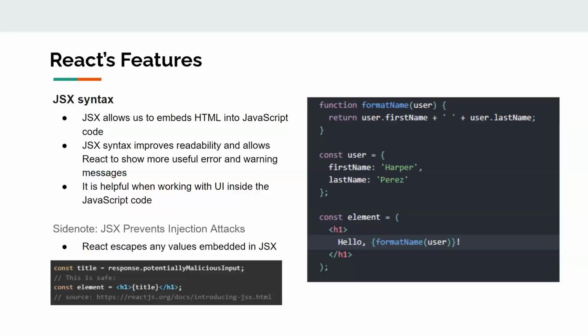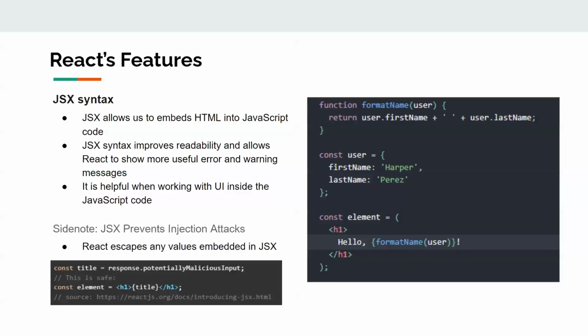The next feature I want to talk about is JSX syntax. JSX allows us to embed HTML code into JavaScript code. In the example on the right, we embed the result of calling the JavaScript function formatName into an H1 element. As we can see, JSX improves readability, and if anything goes wrong in the code, we'll get more useful and meaningful error and warning messages. Moreover, it's helpful when working with the UI inside the JavaScript code.